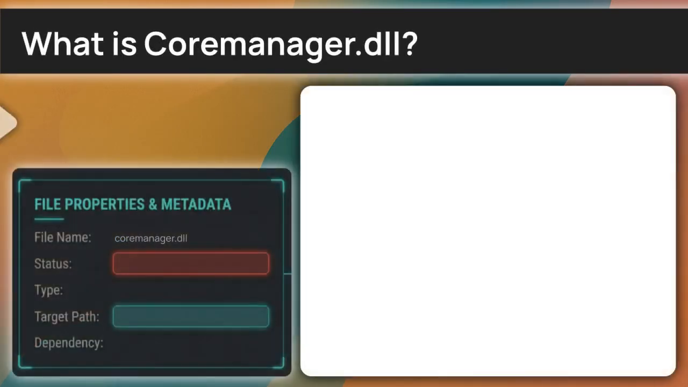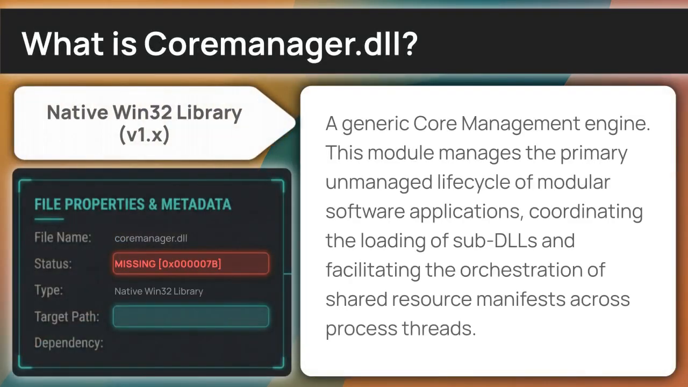This is the Coremanager library, a generic core management engine. This module manages the primary unmanaged lifecycle of modular software applications, coordinating the loading of sub-DLLs and facilitating the orchestration of shared resource manifests across process threads. Now that the background is clear, let's walk through the actual installation steps.